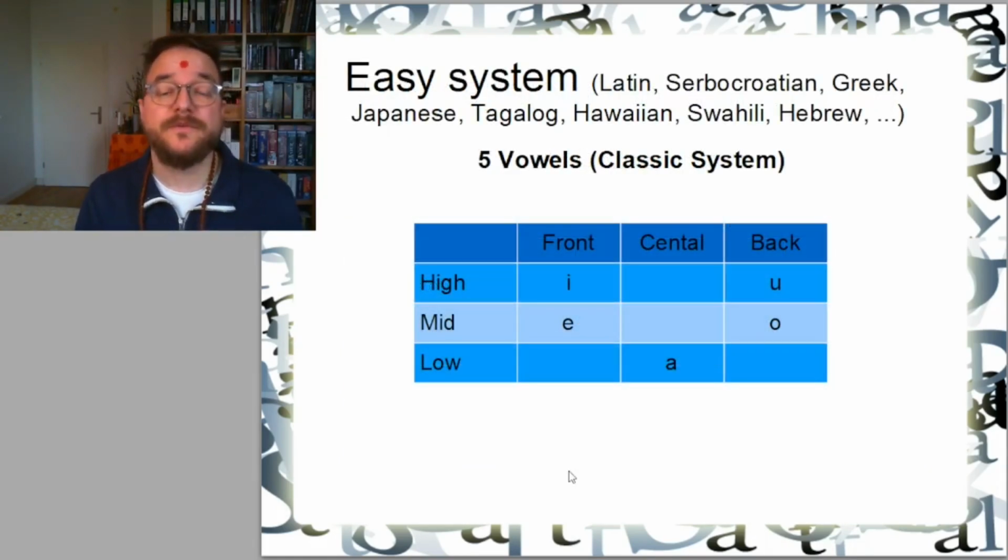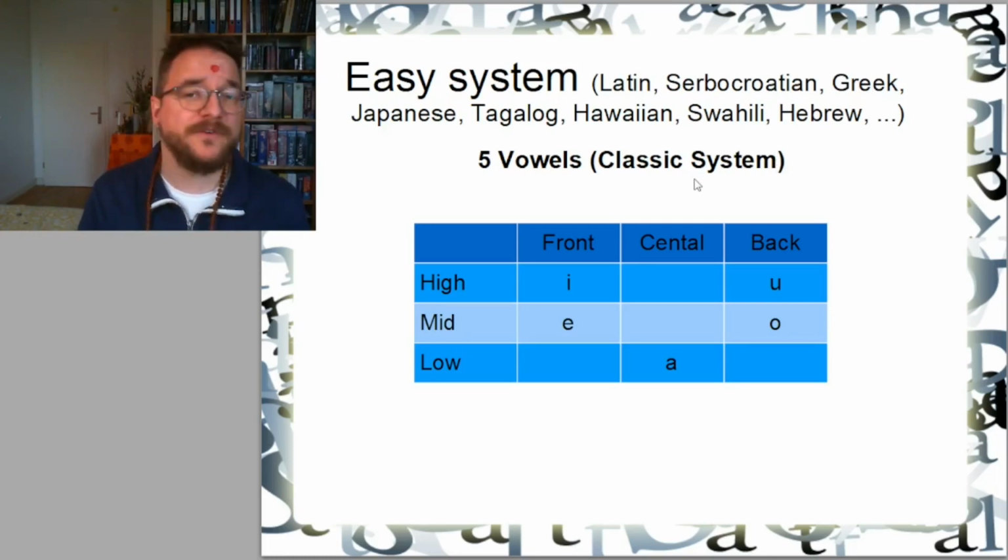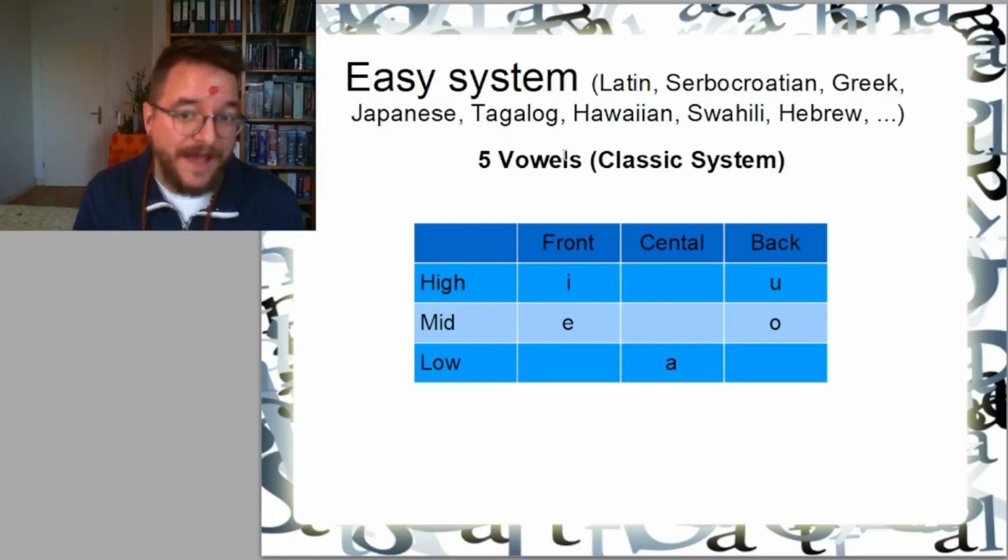Let's continue with the vowels. This is our vowel inventory. It's composed of 5 vowels, and I called it the classic system because it's really a very common vowel system. It shows up in languages all around the world, for example in ancient Latin again, so that's why our Roman or Latin alphabet has exactly those 5 vowels.